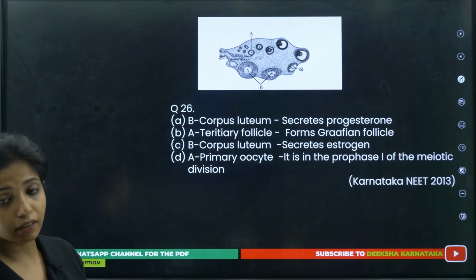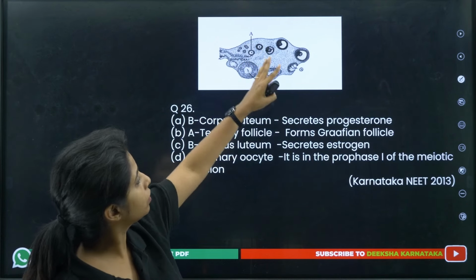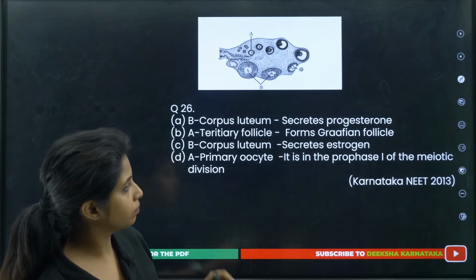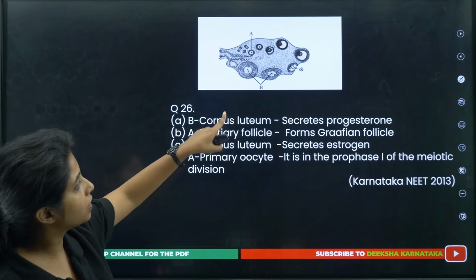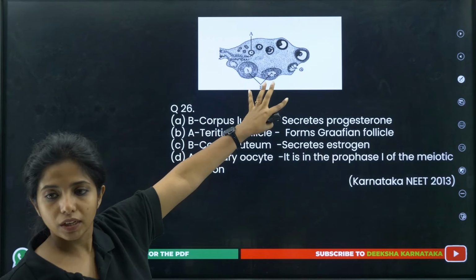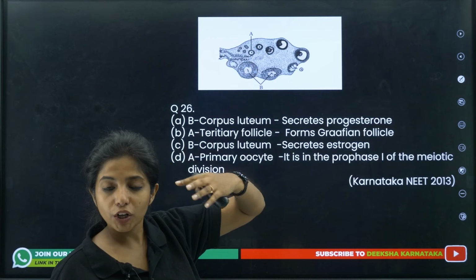26th, you have to find the correct one. Okay, so A is given. A is supposed to be primary follicle, but over here I do not see anything like that. Primary oocyte and everything is given, but it's not there. Okay, so what about them? Over here B is given to be corpus luteum, and that is correct, because you will see here the secondary oocyte has come out, that is, ovulation has taken place.